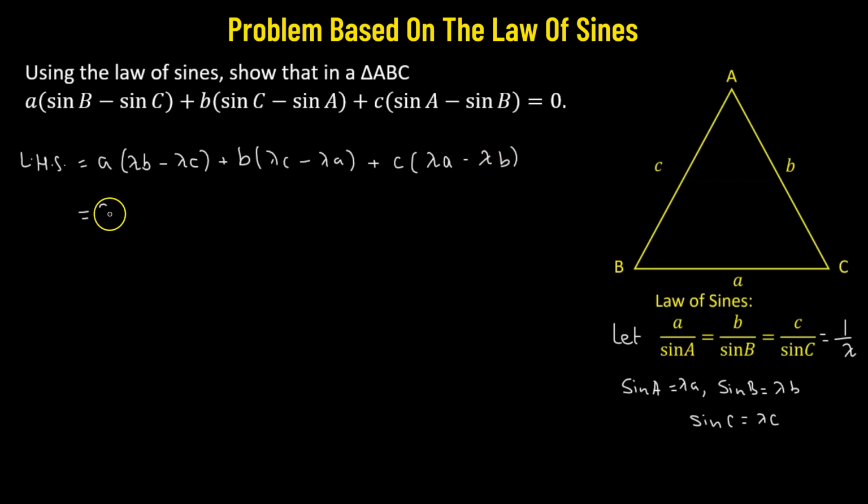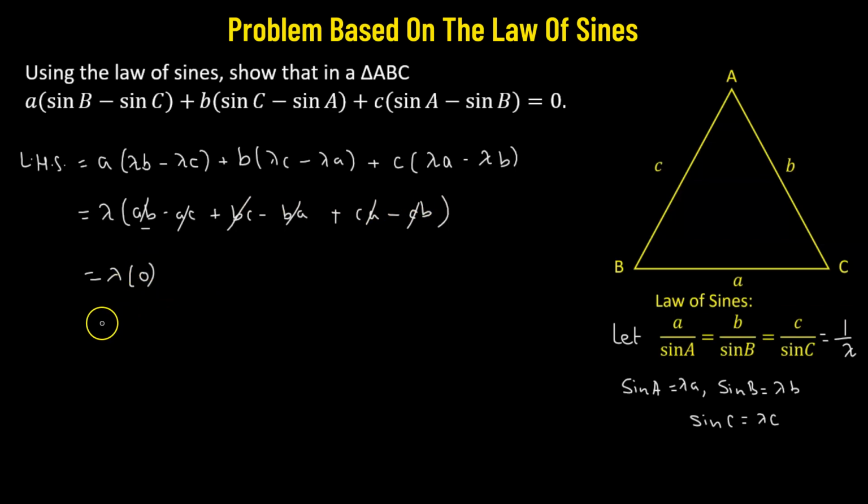Now we can take lambda as the common factor. We get ab minus ac plus bc minus ba plus ca minus cb. So we can see that all the terms within the parentheses get cancelled. We have ab cancelling out with negative ba, negative ac with positive ca, and positive bc with negative cb. So we have lambda multiplied by 0, which is 0, and this is the expression on the right-hand side. Hence, we have successfully shown that the given equation is true, hence proved.